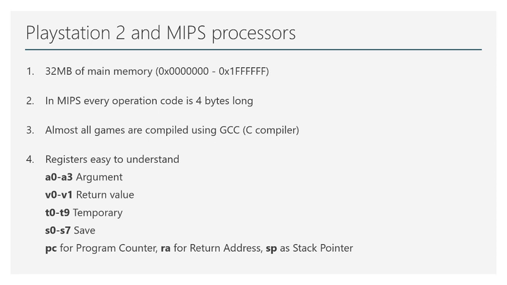So how does a MIPS processor work for PlayStation 2? PlayStation 2 has 32 megabytes of main memory.